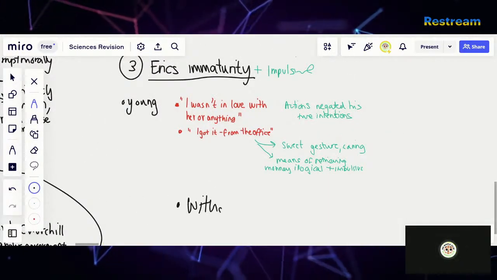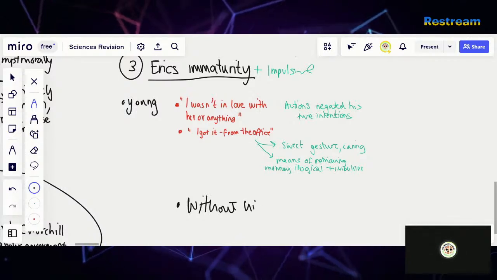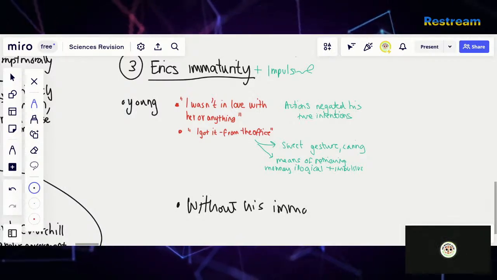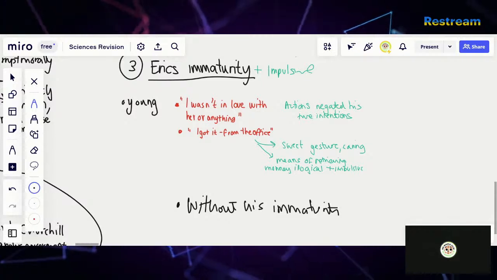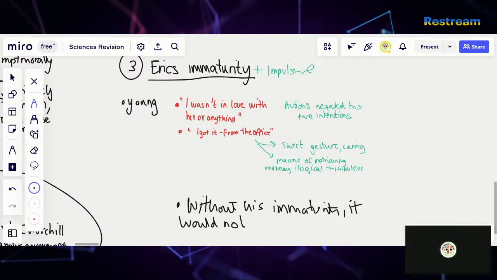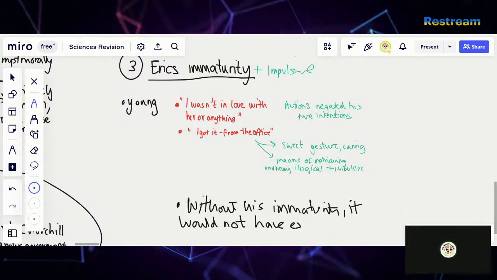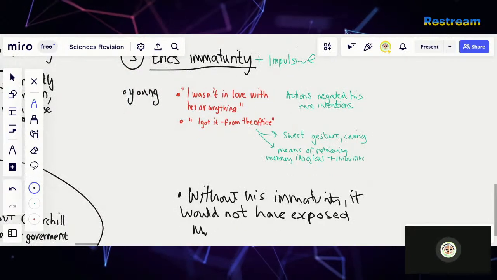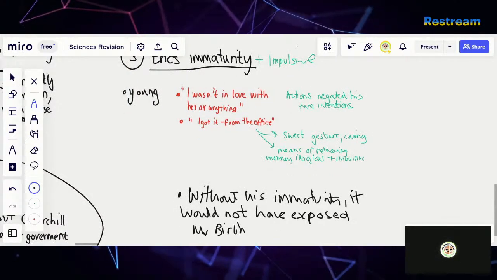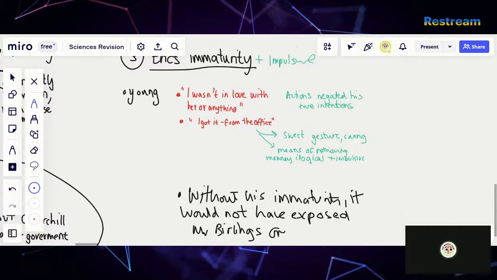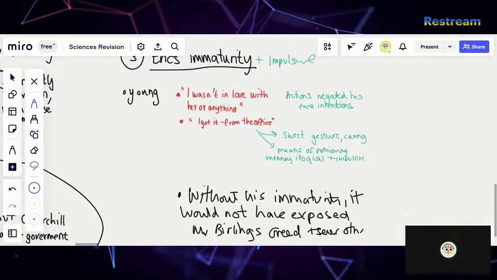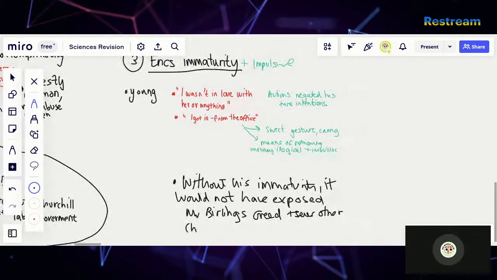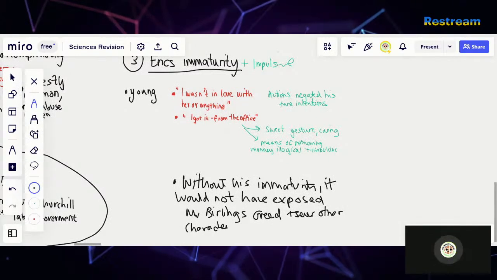So how is it important? Without his immaturity, it would not have exposed Mr. Burling's greed and several other characters' fatal flaws.